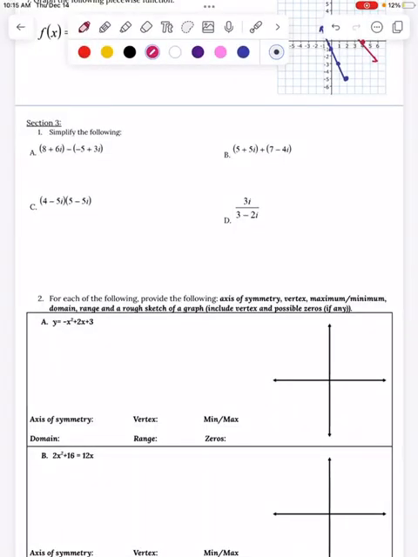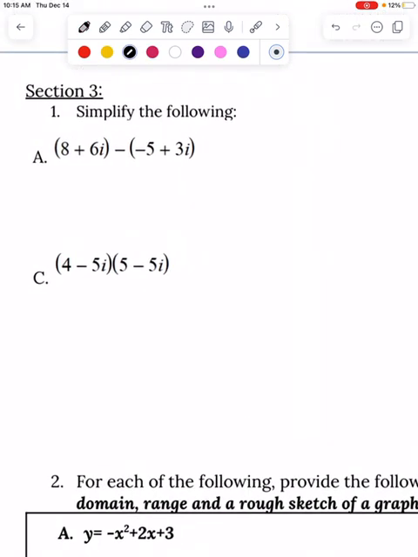Okay, here's part 3. If you can't hear me that well, it's because y'all are talking too much in the background. Alright, first one on section 3, simplify the following.